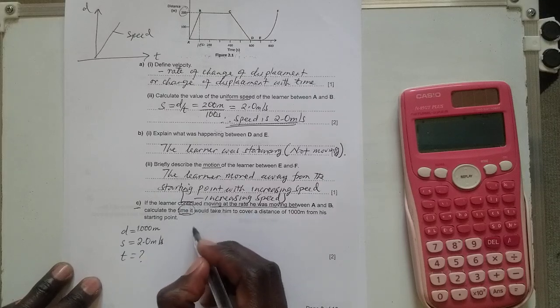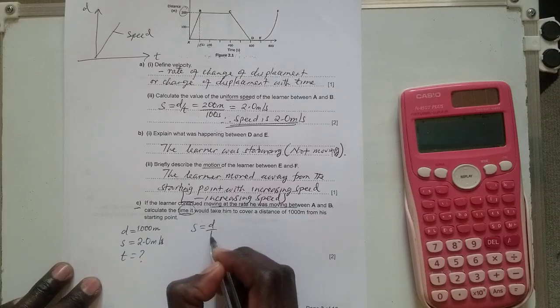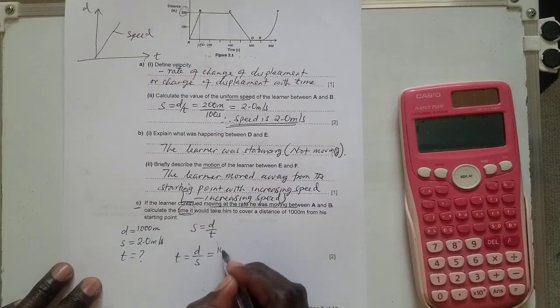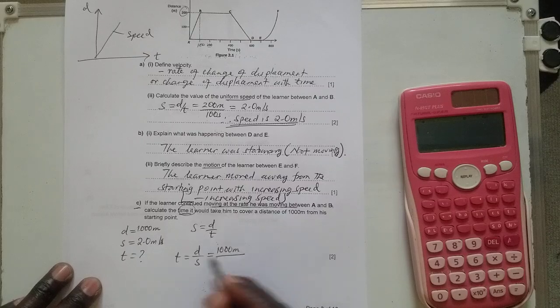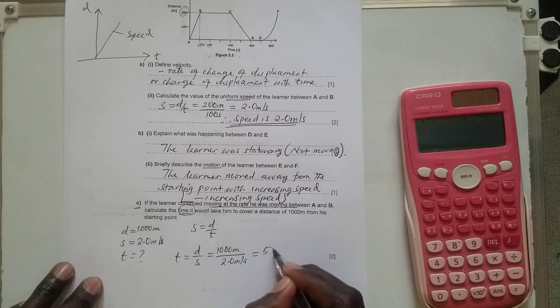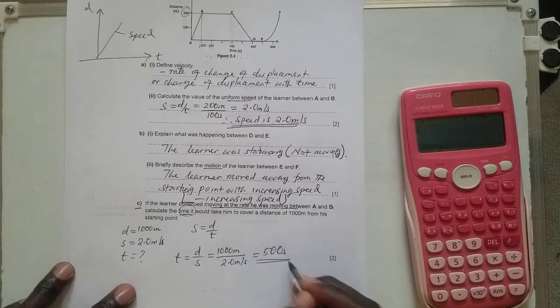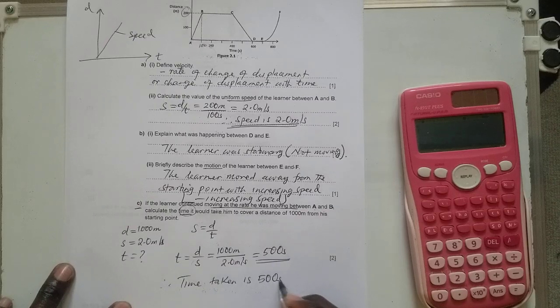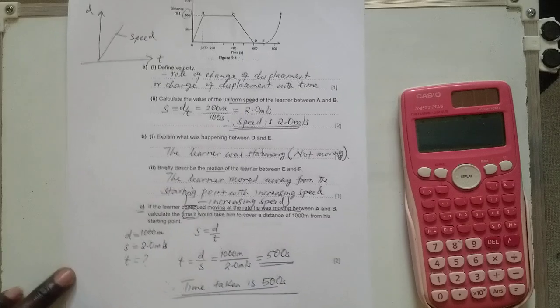So we can still apply speed is equal to distance over time. Since we want to find time, it will be distance over speed. So the distance is 1,000 meters divided by the speed, which is 2.0 meters per second. That is going to give you 500 seconds. Therefore, we can simply say, time taken is 500 seconds. So that was the time that it took.